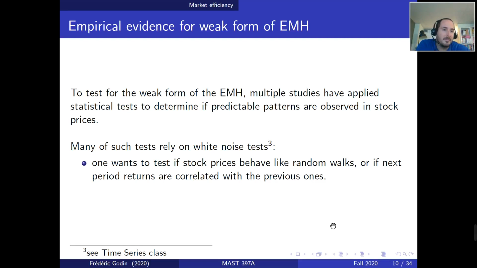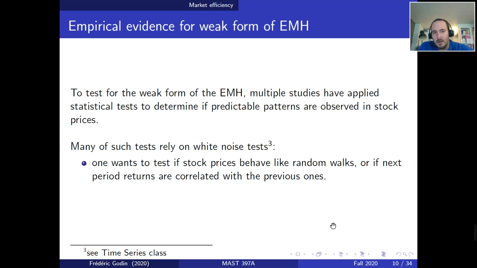Historically, at least in the early stages of tests about this hypothesis, many statistical tests were white noise tests. Here white noise tests will not be described in full detail, but if you take the time series class, for example, these types of tests are discussed. In a white noise test, one tries to determine if the price of a stock behaves randomly without any predictable pattern, or if there are predictable patterns in the price of stocks.